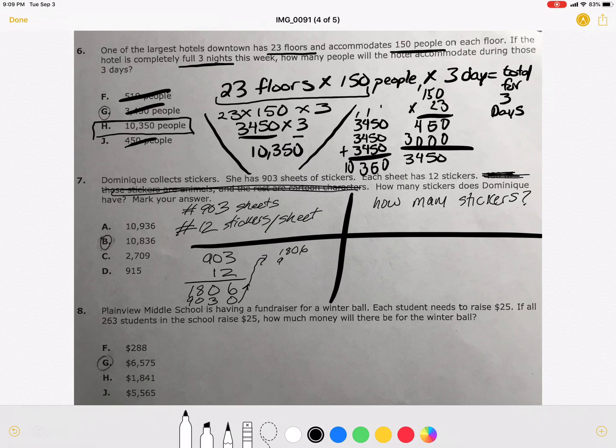1806. 9030. 6, 3, 8, 10. 10,836. She has 10,836 stickers on 903 sheets.